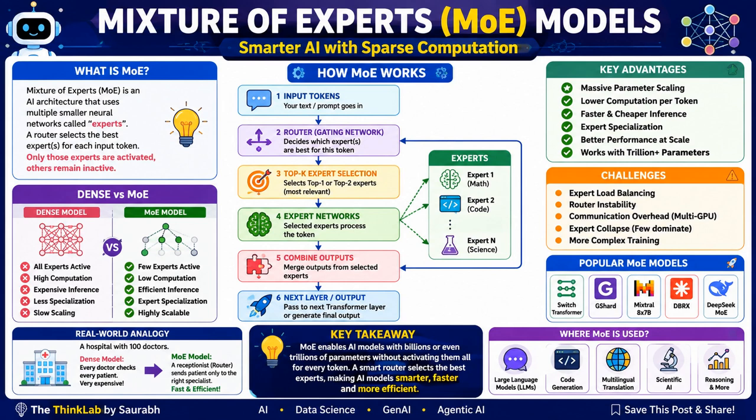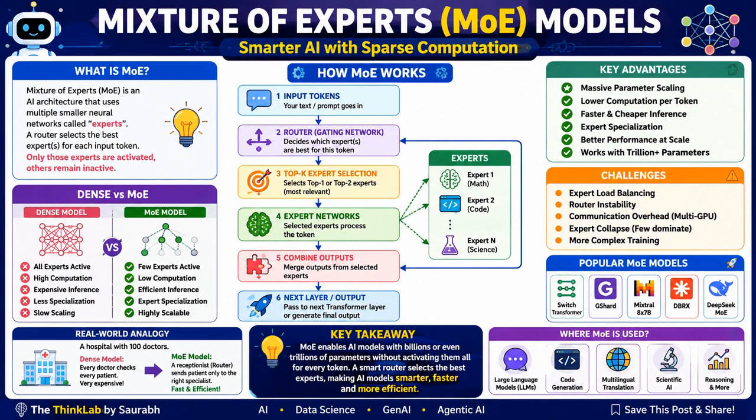Okay, if you check the mathematical intuition behind all this, suppose a model contains 64 experts. Each expert has 2 billion parameters. So the total parameters become 128 billion, right? But the router selects only two experts. So only 4 billion parameters are activated for one token, and the model behaves like a 128 billion parameter model while performing computation closer to a 4 billion model, right? This is the power of sparse computation, right?